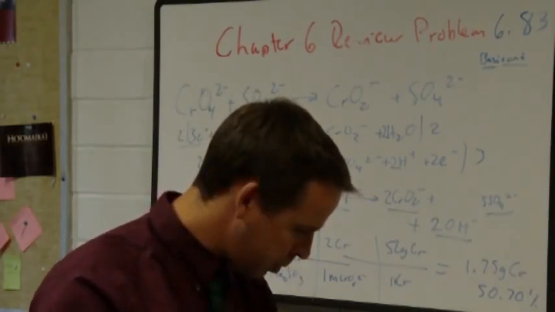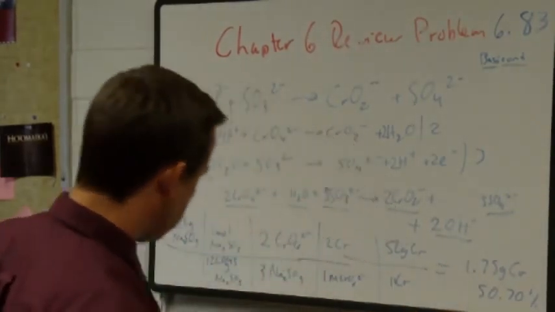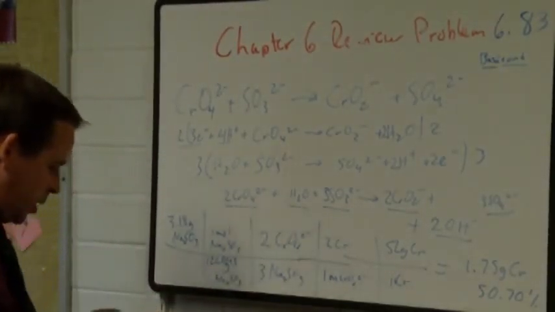383. 0.875 grams of chromium in the original alloy. So we got the wrong value there. Let's see what we did wrong. Did I get this wrong? Sodium sulfite.